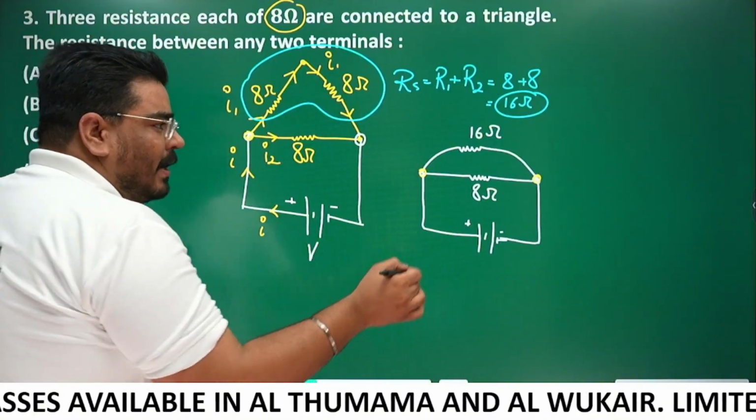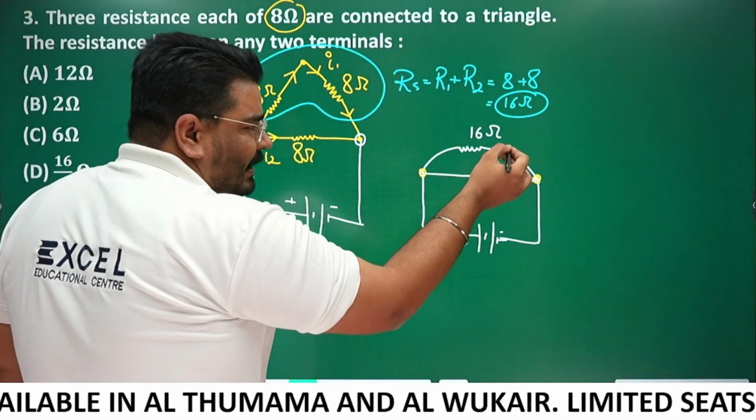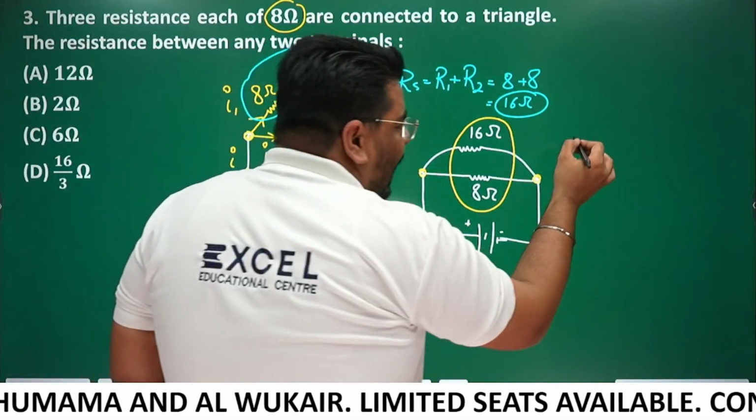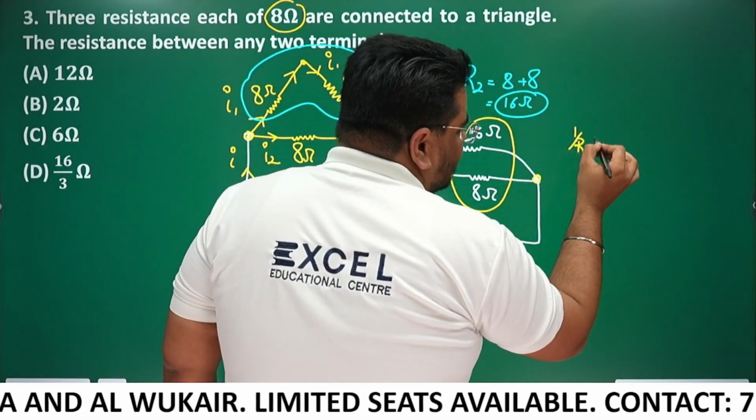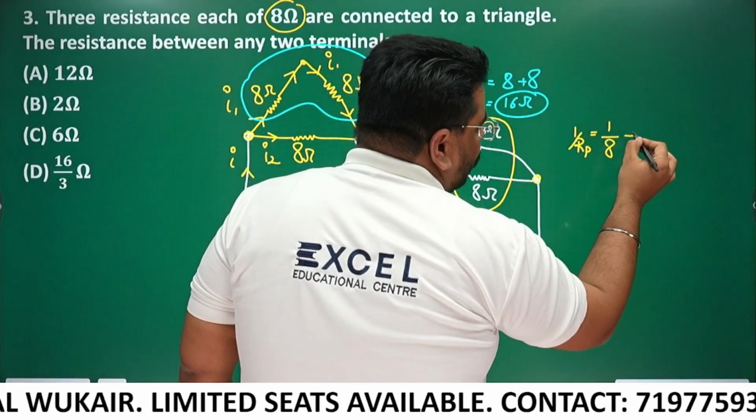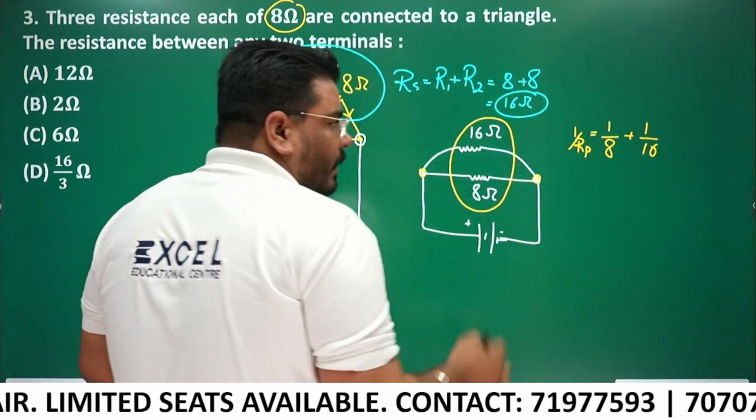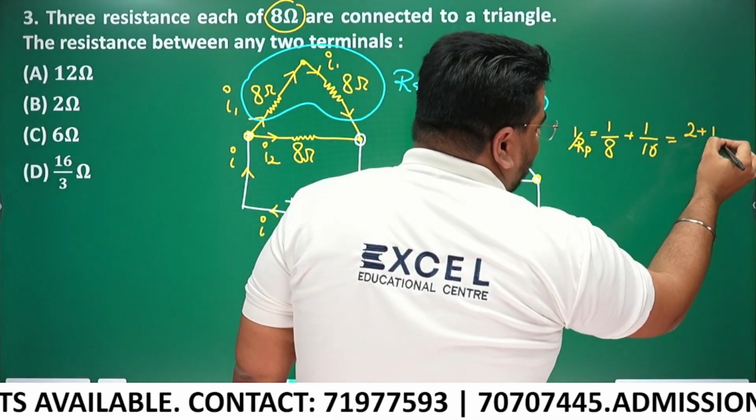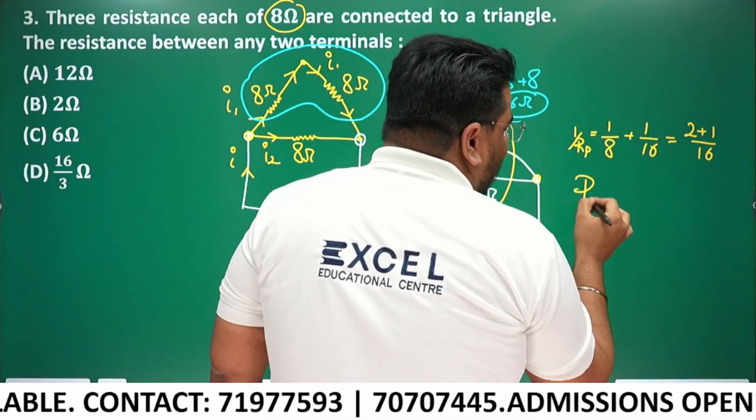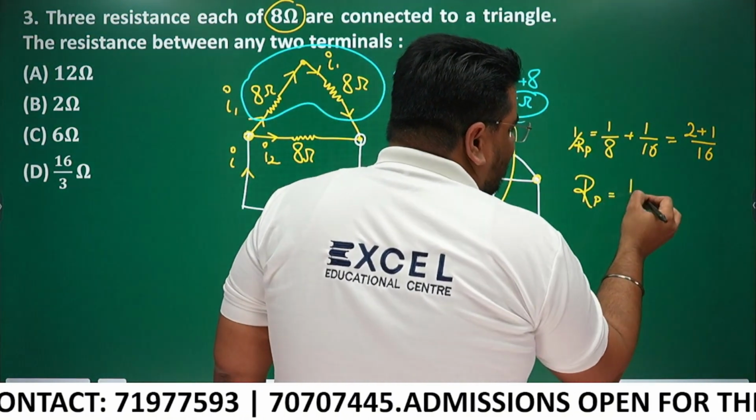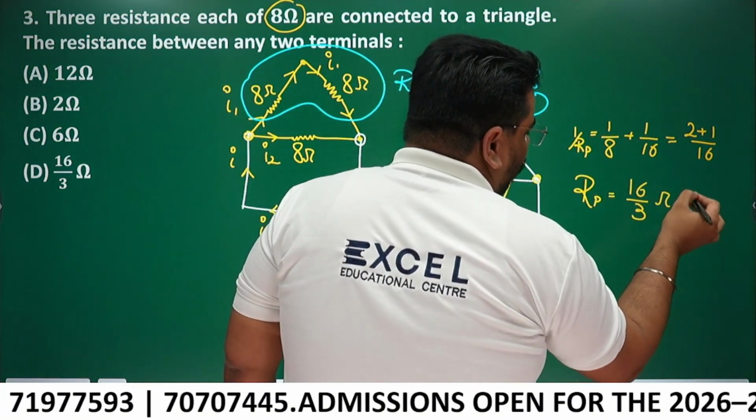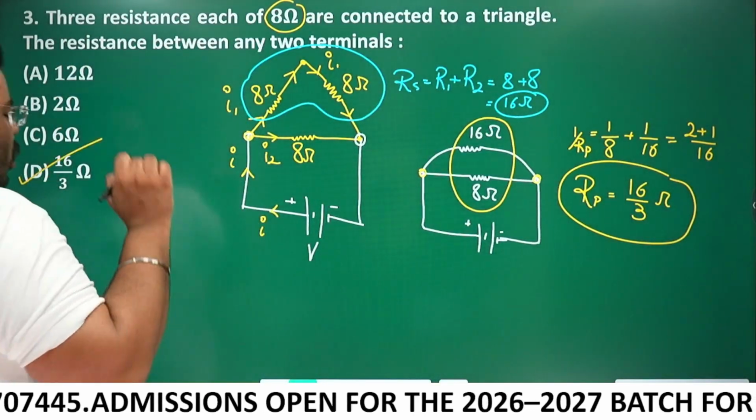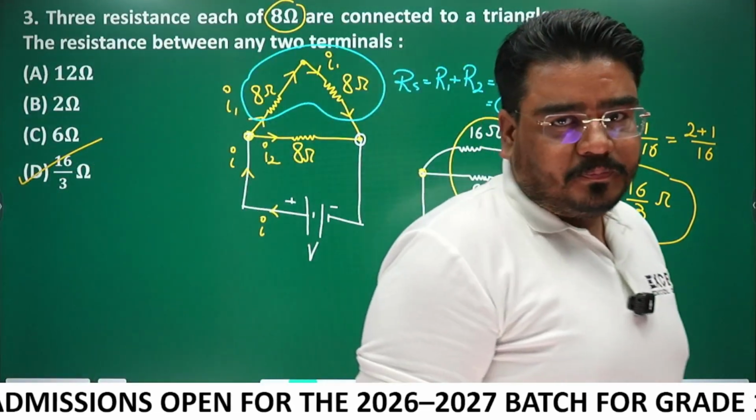So please remember, they both are in parallel, and I think by the look of it also, everyone can judge that. So 1 by RP can be written as 1 by 8 plus 1 by 16. And sir, further taking the LCM, I can write this down as 2 plus 1 by 16. So sir, RP will come out equal to 16 by 3 ohm. Check it out. This is the equivalent resistance. Option D is the correct option.